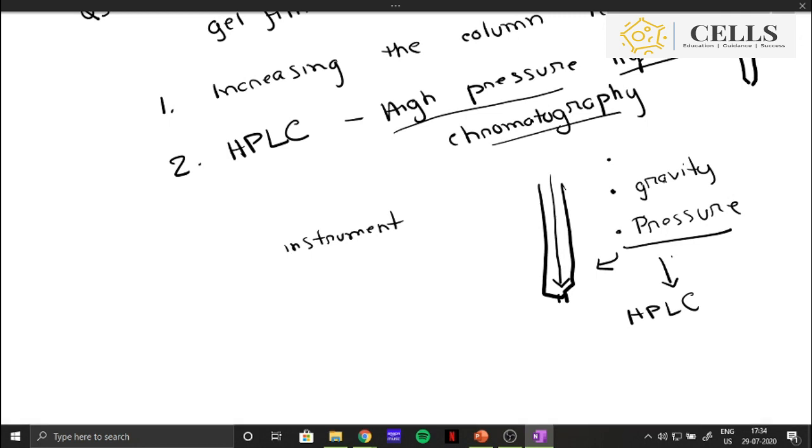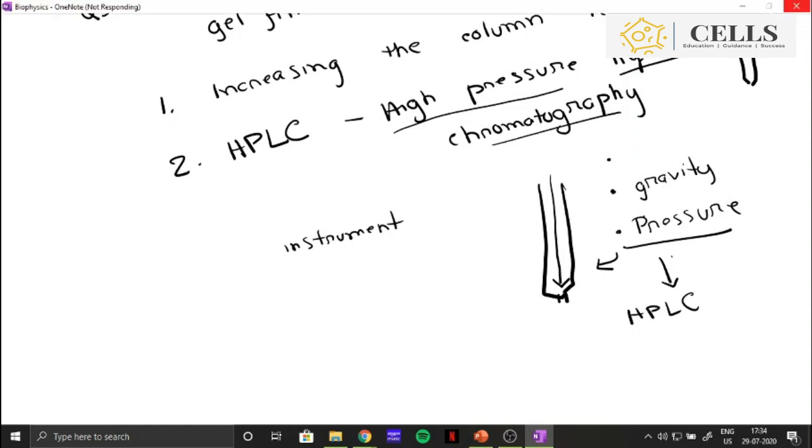Rishabh, during ion exchange chromatography, when you talked about buffer, how are we going to select the buffer? For every different protein, we have to select a different buffer. So what would be the criteria for selecting the buffer?